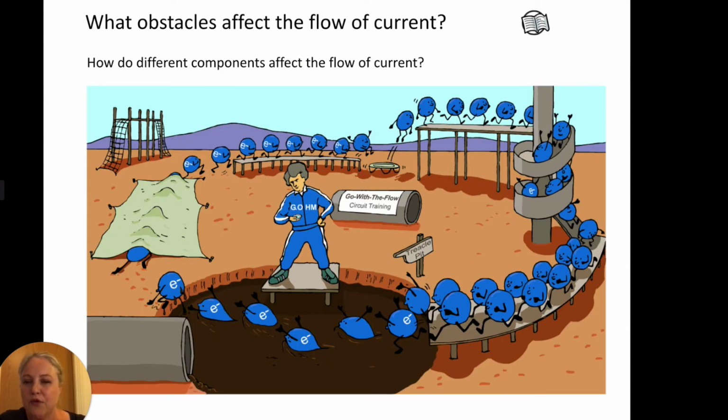So here we've got a model. We've got the little blue electrons flowing around our circuit, a bit like circuit training. There are components within the circuit where the resistance is low because the current can easily pass through. If you can see something in the picture where the current easily passes through, that's right, the slide. The electrons easily pass through, so it's got a low resistance.